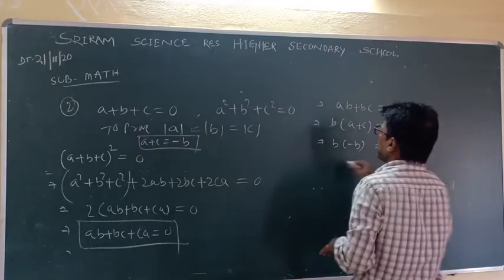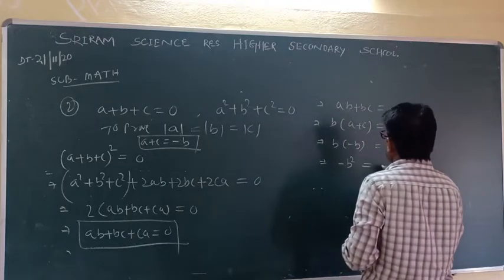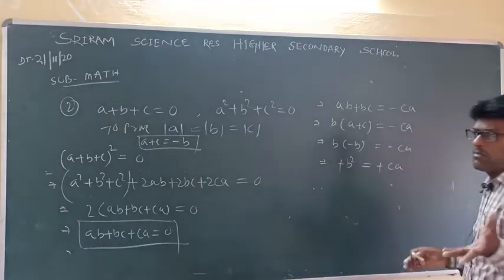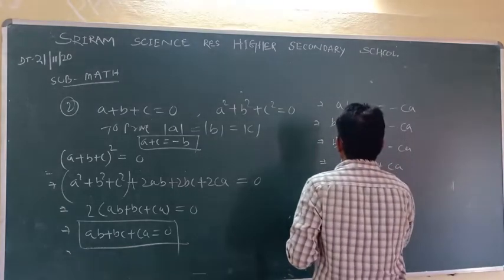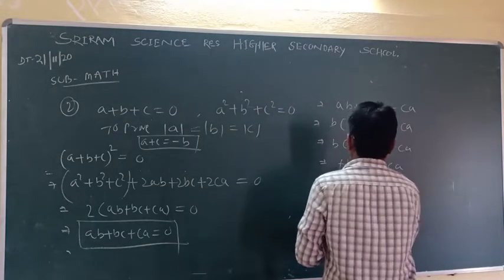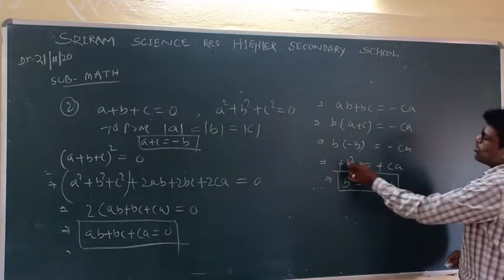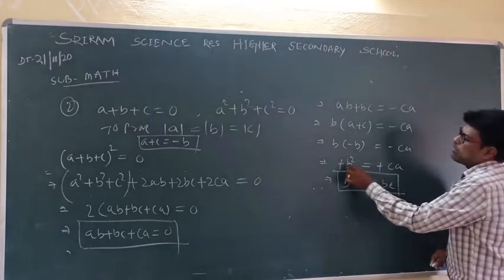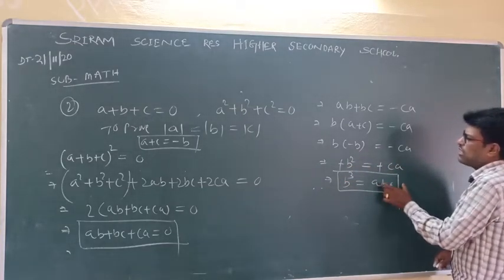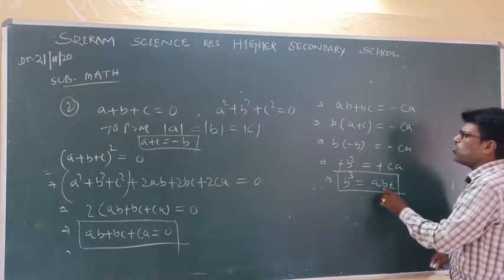b into minus b is minus b square. So minus b square is equal to minus ca. Minus minus taking cancel, so b square is equal to ca. So now b cube is equal to abc. Where b square is equal to ca, multiplied by b, b square into b becomes b cube. So ca into b is abc, and systematically you can write cab equivalent to abc. So b cube is equal to abc.